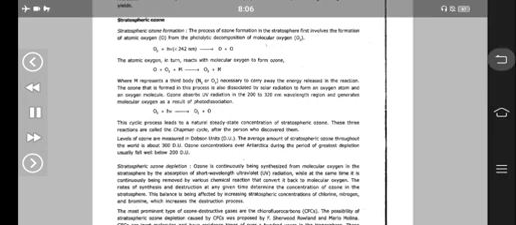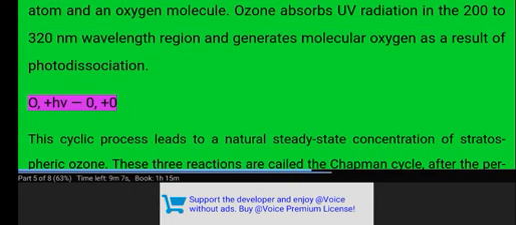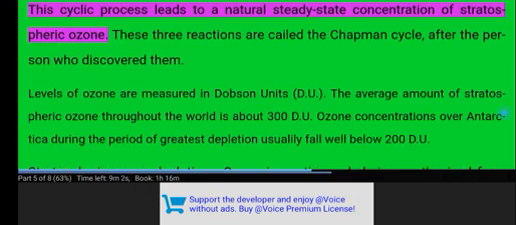The ozone that is formed in this process is also dissociated by solar radiation to form an oxygen atom and an oxygen molecule. Ozone absorbs UV radiation in the 200 to 320 nanometers wavelength region and generates molecular oxygen as a result of photodissociation. O3 + hν → O2 + O. This cyclic process leads to a natural steady-state concentration of stratospheric ozone. These three reactions are called the Chapman cycle, after the person who discovered them.